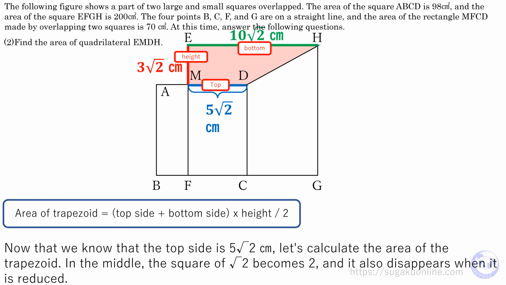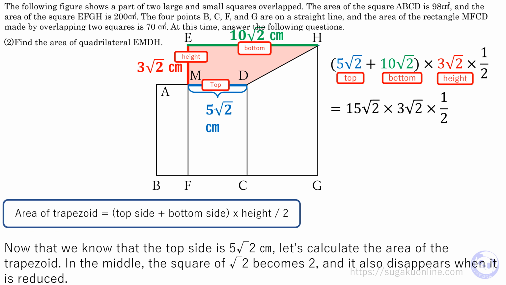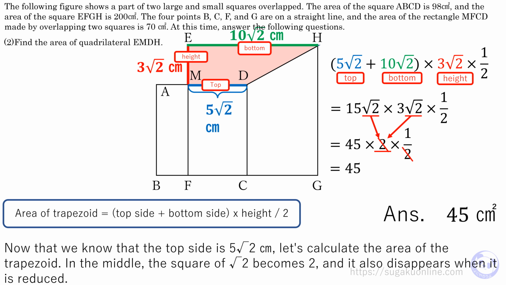Now that we know that the top side is 5 square root 2 centimeters, let's calculate the area of the trapezoid. In the middle, the square of square root 2 becomes 2, and it also disappears when it is reduced.